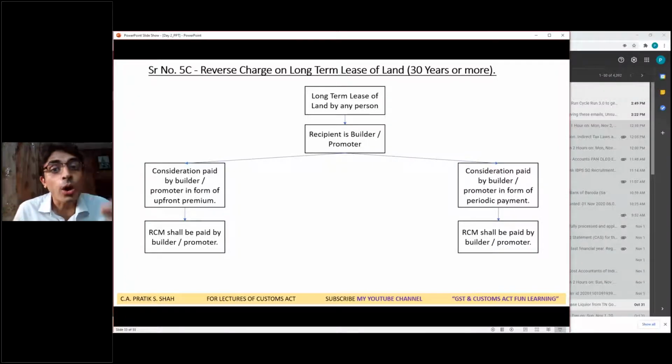When did it come? April 2019. Really sorry, this has come from April 2019. Earlier, this was not there, but in the exam, this is there. Okay, long-term lease of land.